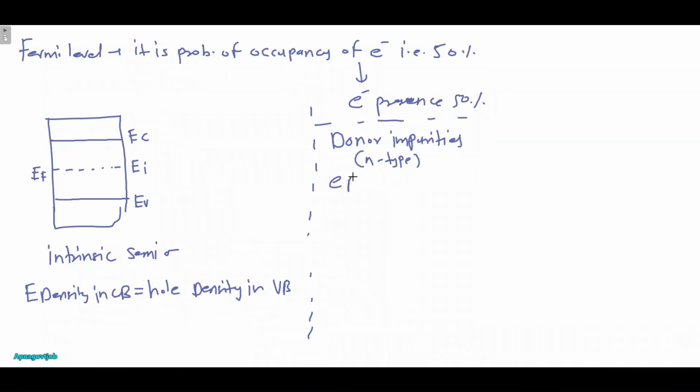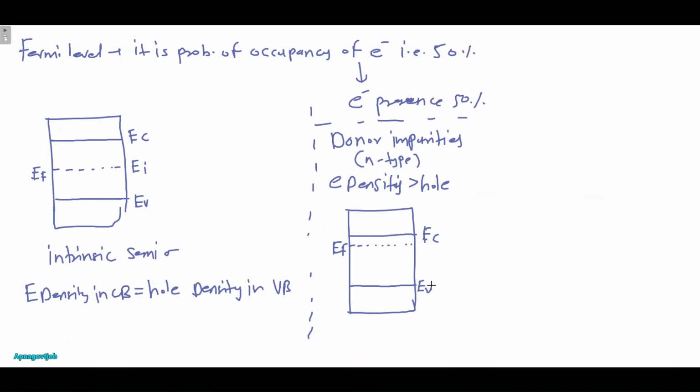So because of donor impurities, the electron density is now much greater as compared to the holes in the valence band. As a result, in the energy band diagram, the Fermi level, which was at the middle, is now shifted towards the conduction band. Why? Because the electron density is more. The number of electrons is more now, so that's why the Fermi level is shifted towards the conduction band.